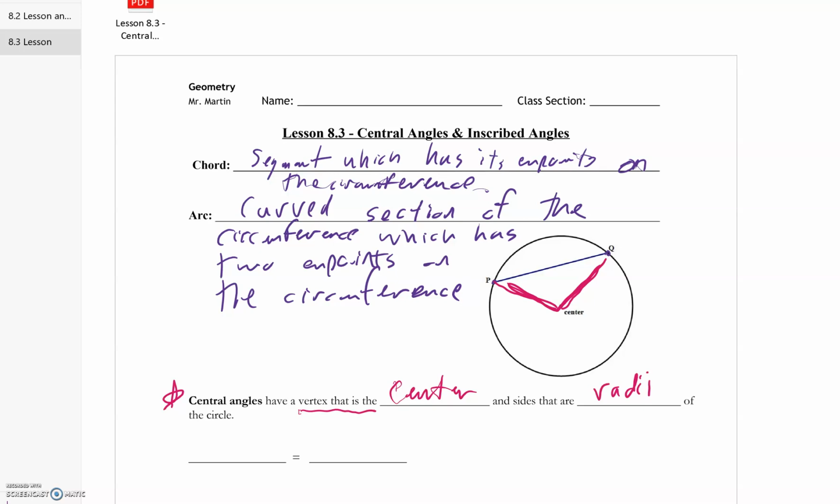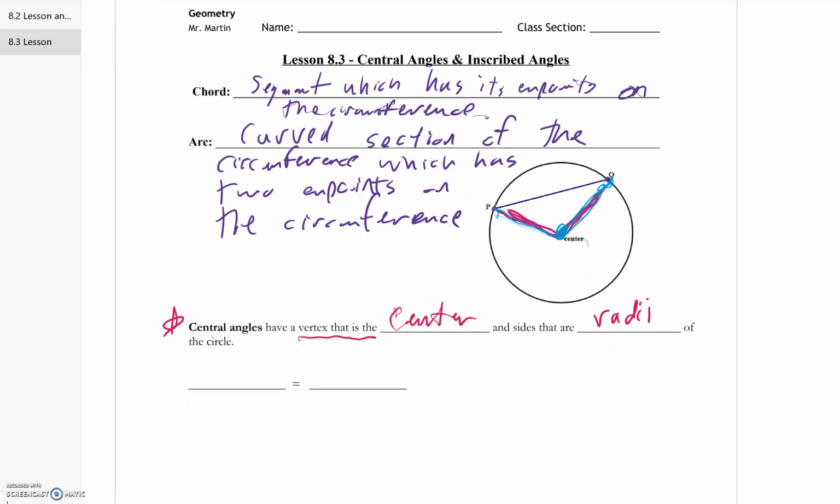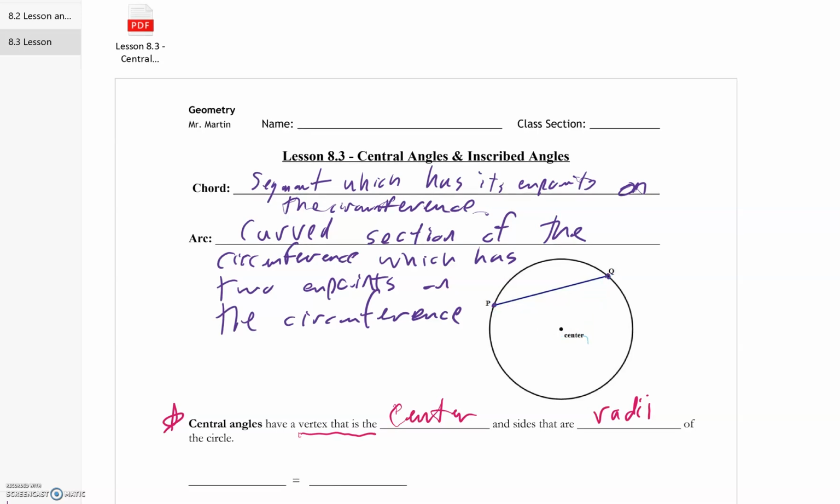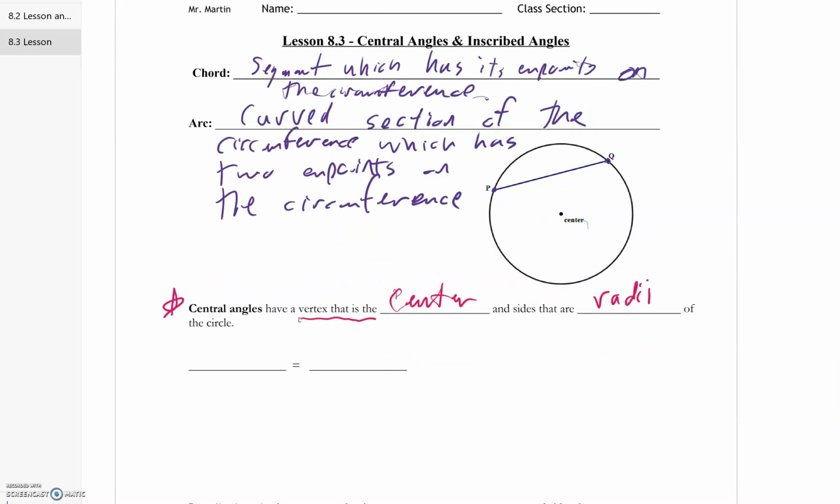Here we're not just talking about the radius length, we're talking about the actual segment that is the radius, which goes from the center to the circumference. These are the 2 radii that make that central angle. In this diagram, when we draw this in, let me call this angle C. The measure of angle C will be equal to the measure of arc PQ.